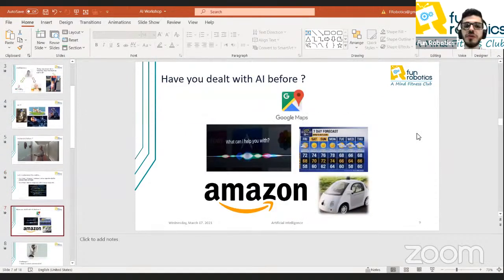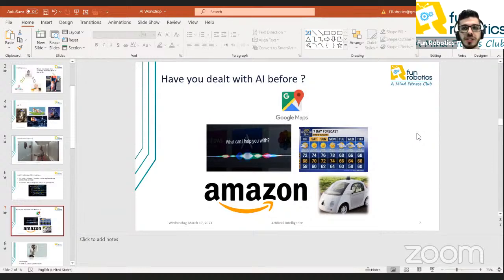Now, let's see this example. Have you ever dealt with AI before? Maybe you're familiar with some of these pictures or applications, Google Maps, for example, a GPS system, or Siri, maybe in your nearest iPad or phone that's next to you. You can notice that you have a virtual assistant, which is Siri or Alexa. Now, did you know that these are actually applications of AI?